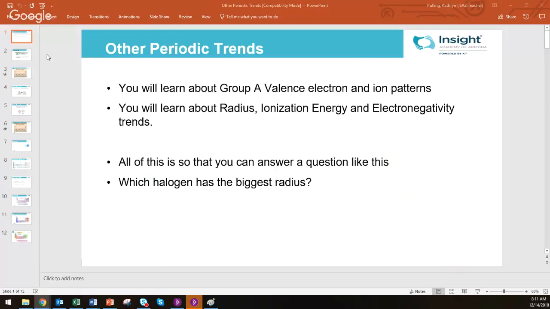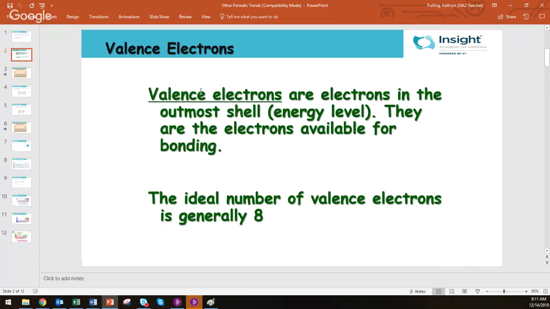All right. So before we get into the group A labeling, I want to go over a definition here, something you want to make sure you know and have written down somewhere. Valence electrons are the electrons in the outermost shell, so the highest energy electrons, and they are the ones that are actually used in bonding. Atoms do best when, or they bond in order to try to get to 8 valence electrons. This is just an ideal number, something that makes them most stable.